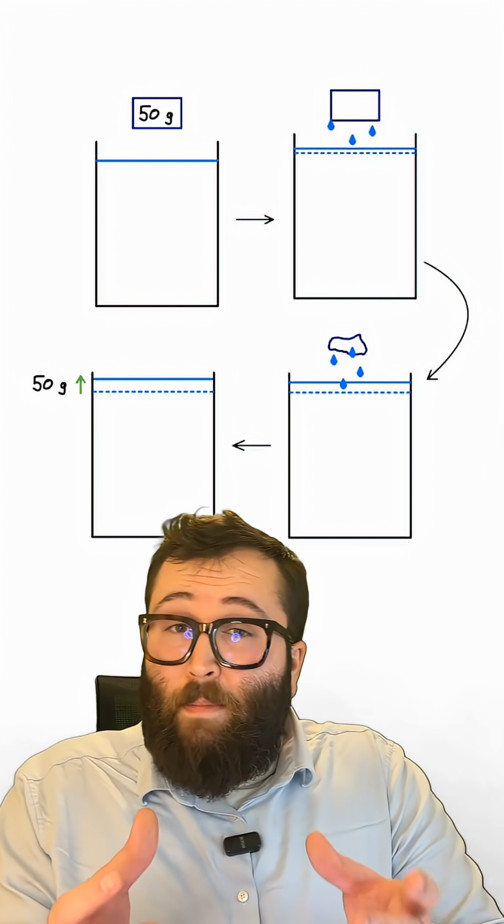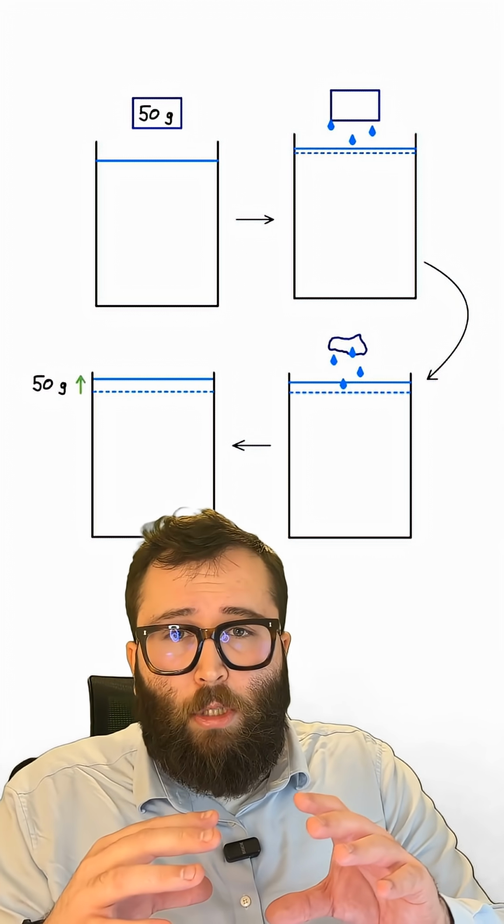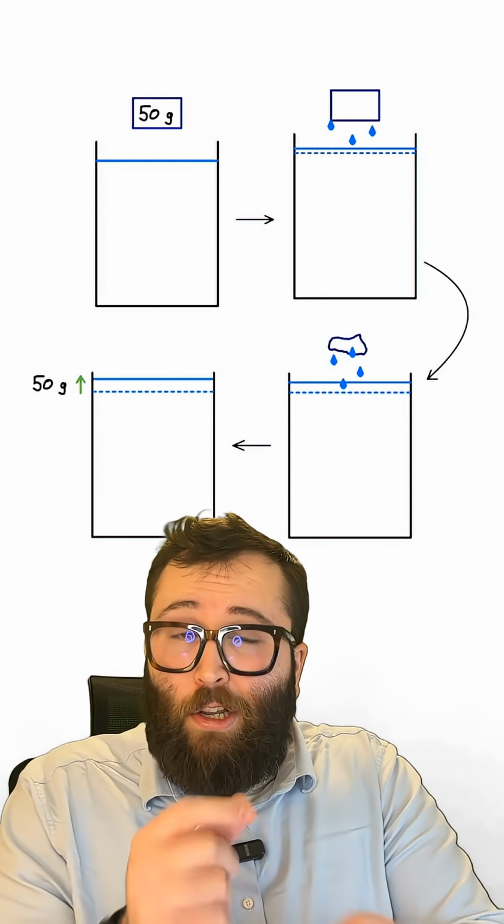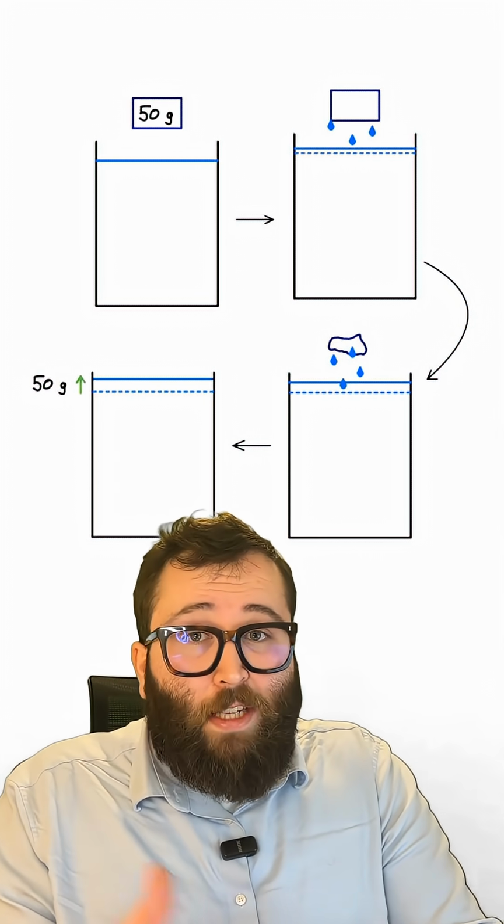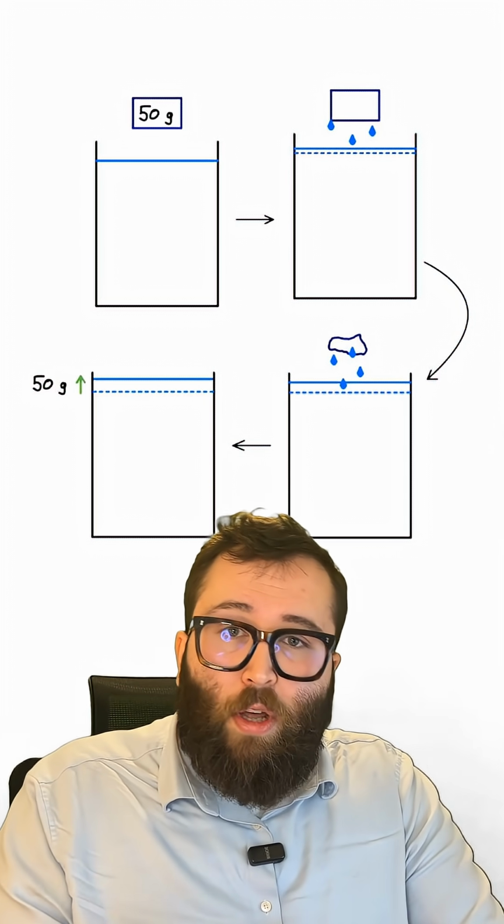Now, I think the easiest way of making sense of this, rather than thinking about melting the ice cube inside of the glass of water, is to imagine holding the ice cube above the surface of the water and letting it slowly drip in. Because the ice cube weighs 50 grams in itself, when it melts, it's going to turn into 50 grams worth of water.